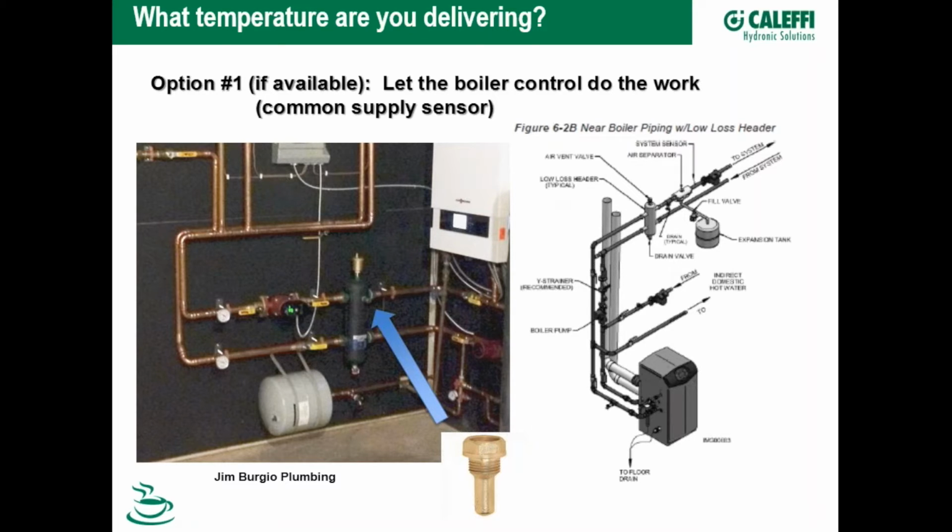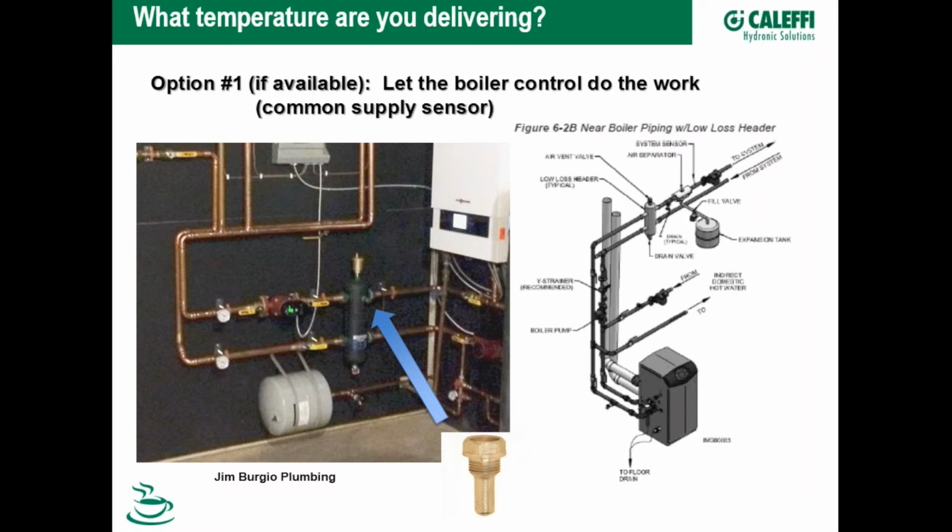So if I need 160 degrees going up to the system, this common supply sensor ensures that the 160-degree temperature goes out to the building and the heating is satisfied with that water temperature. It may drive the boiler up to 170, 175, but the end result is comfort will be achieved in that building.